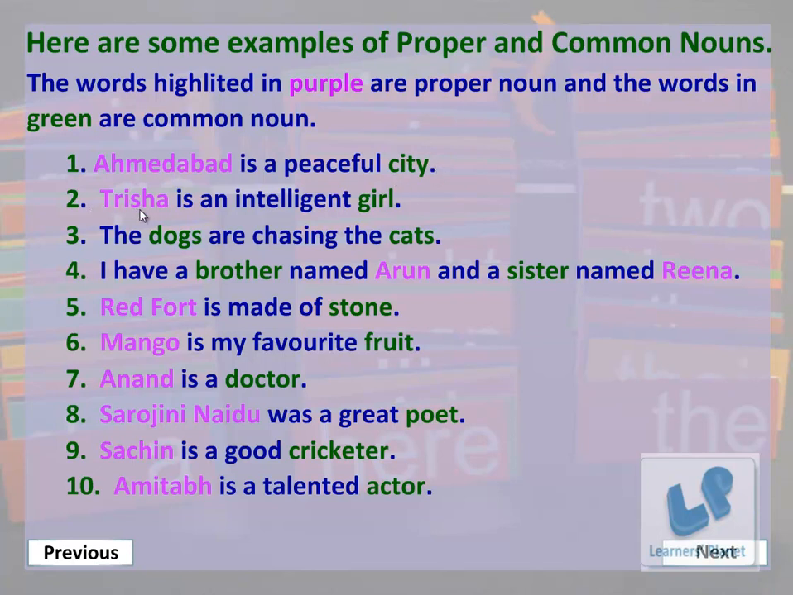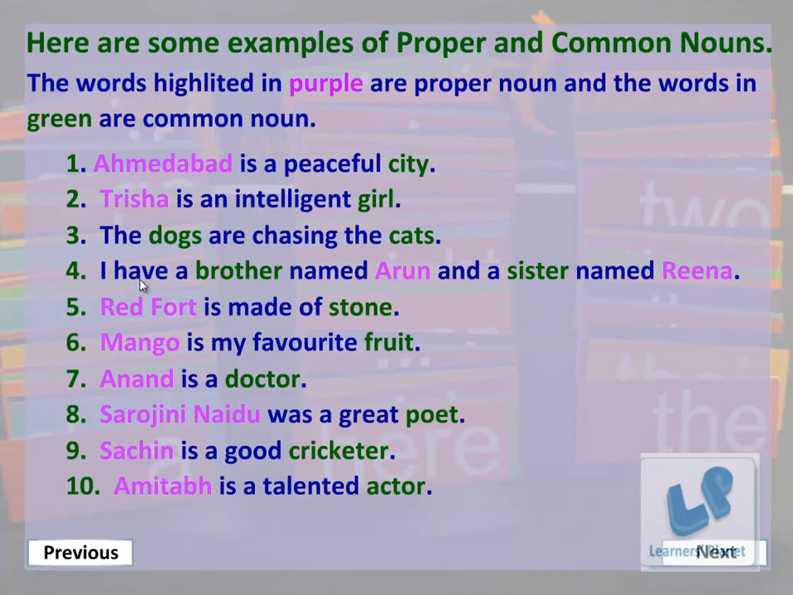Second, Trisha is an intelligent girl. Trisha is the name of a girl, that's why it's a proper noun, whereas girl is a common word, that's why it's a common noun. Third, the dogs are chasing the cats. Now, since in this sentence we are not referring to a particular dog or a particular cat, but we are referring to them in general, that's why these are both common nouns.